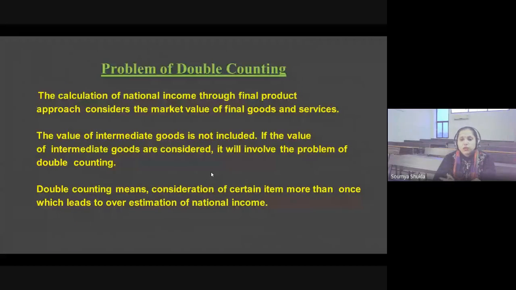When there is more and more rise in a certain item, it generally leads to overestimation of national income. Whatever national income we expect will occur during the given period of time, it will exceed or can deteriorate. So it creates the problem of double counting.